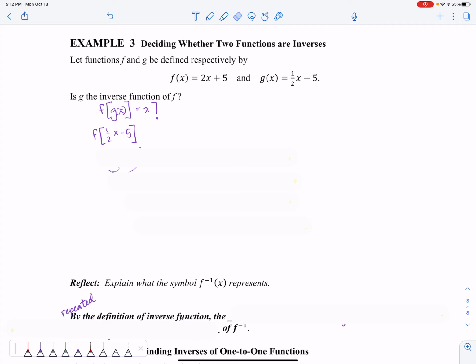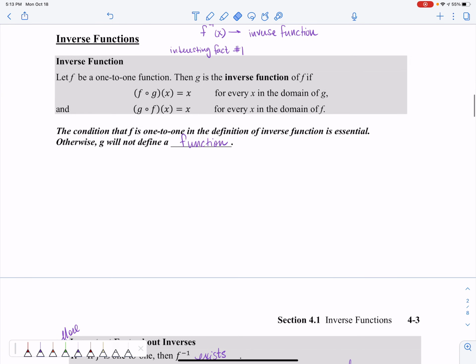All right, so this is going to look like 2 times that ugly statement right up above, 1/2 x minus 5, and then plus 5. So let's do a little bit of distribution there. 2 times 1/2 x is going to give me x. 2 times -5 is going to give me -10. And then I'm going to just copy down my plus 5. And I notice here that this is equal to x minus 5. Unfortunately, this is not what we want.